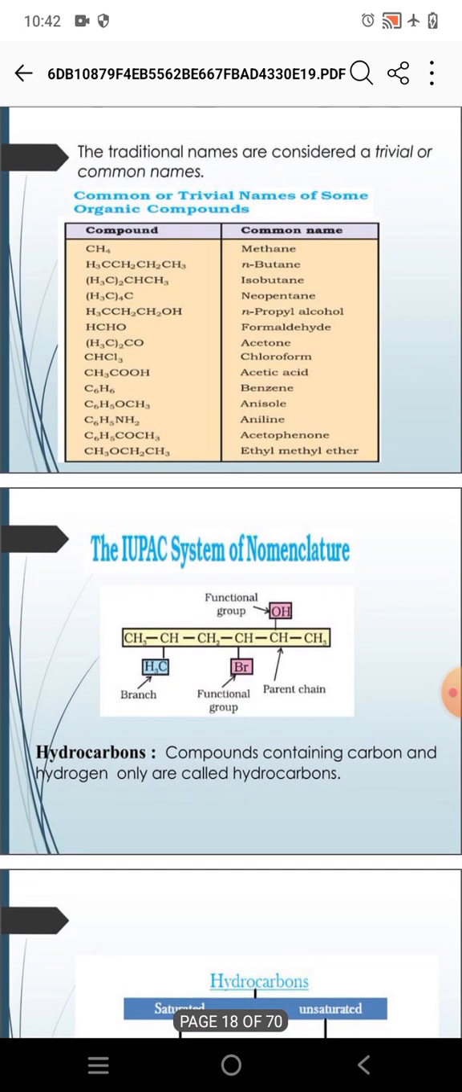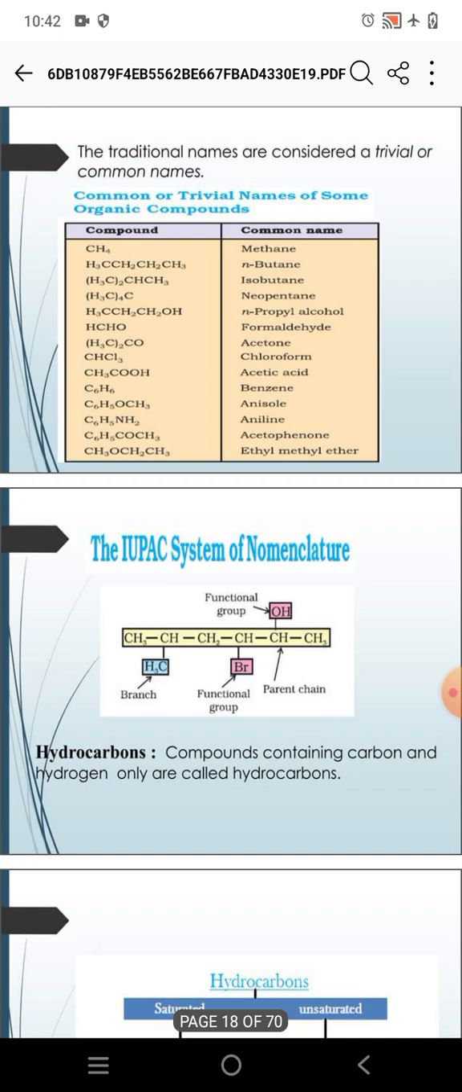Common or trivial names of some organic compounds. One compound is methane, CH4, and the compound name is methane. Next, CH3CH2CH2CH3. This is n-butane. Next, CH with two CH2 and CH3, where on one side another CH3 is linked, and the common name is isobutane. If you look at the structure of neopentane, the 3 CH3 groups are attached to the 1 carbon atom.